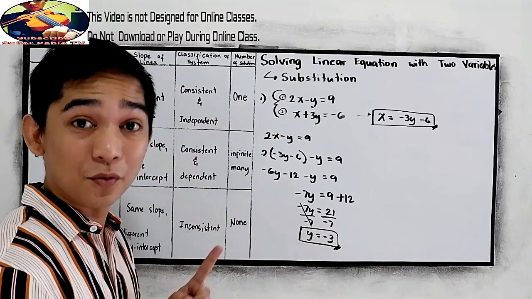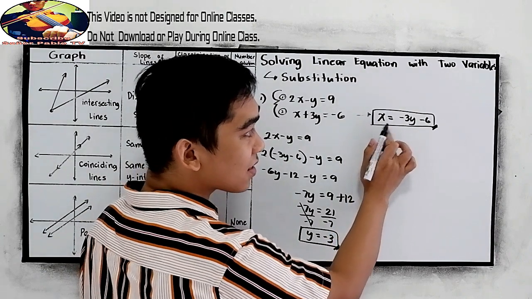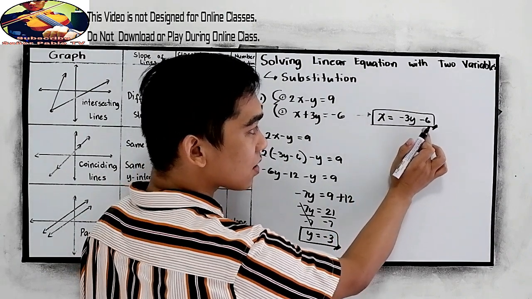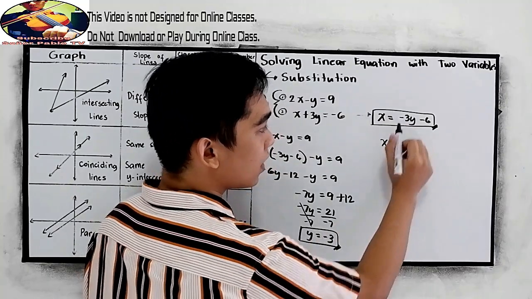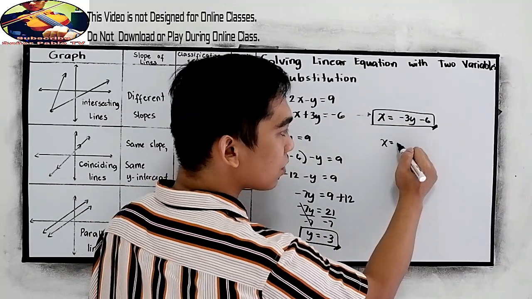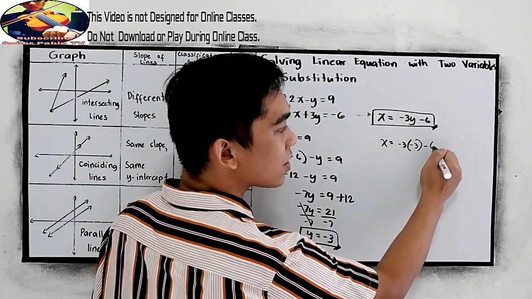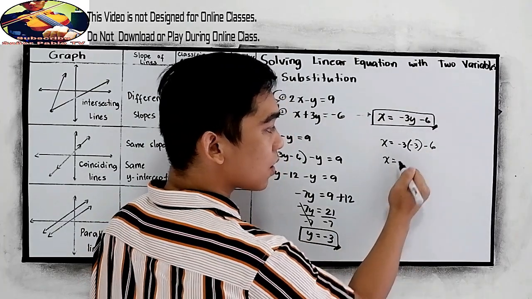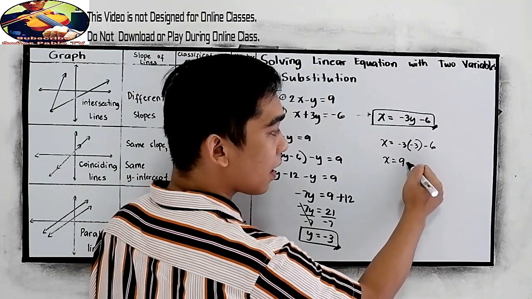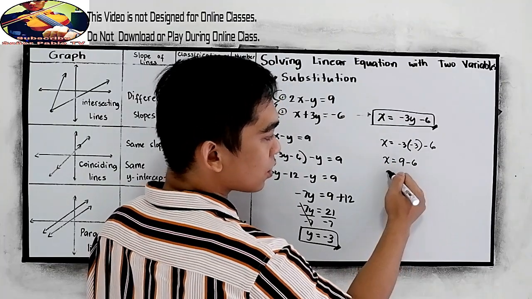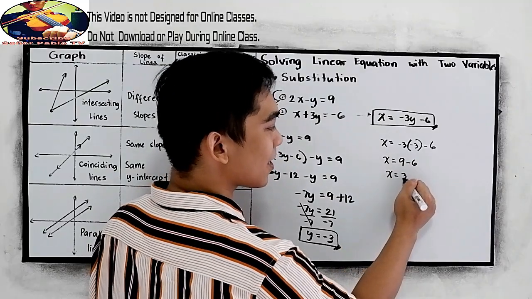Now, we have a value for y. We can now get the value for x. Notice that x is equal to negative 3y minus 6. So all we need to do is to substitute the value for y. So x is equal to negative 3 times negative 3 minus 6. So x is equal to negative 3 times negative 3, that is positive 9, minus 6. So x is equal to 9 minus 6, that is 3.